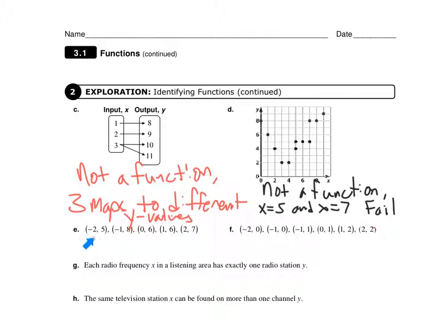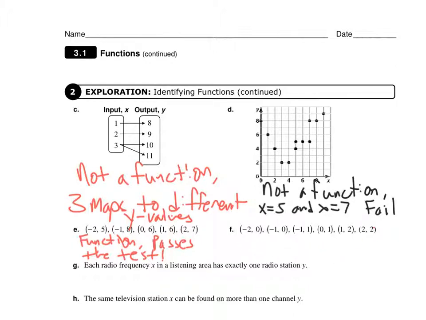How about this? Negative 2 goes to 5, negative 1 goes to 8, 0 goes to 6, 1 goes to 6, 2 goes to 7. That's a good function right there. Even though 6 repeats, that's fine. 0 goes to one place, 1 goes to one place. Every x value only goes to one y value. It passes the function test. So every x has only one y. Passes the test.